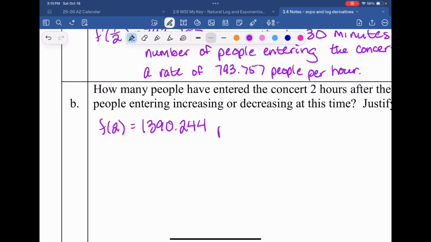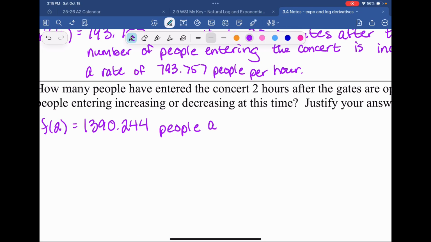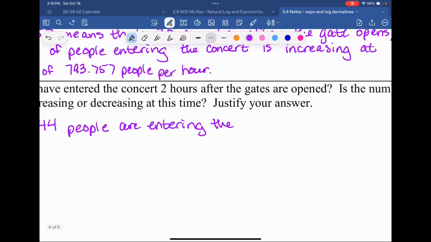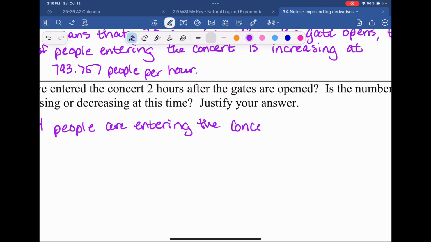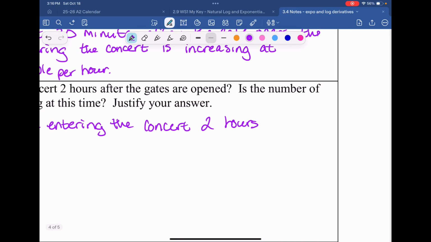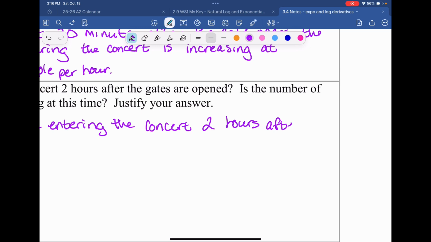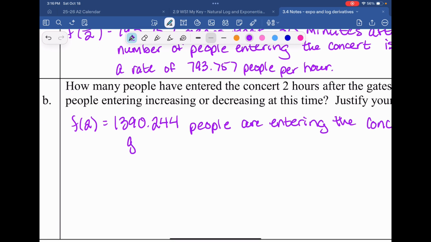Be specific here, word problem. People are entering the concert 2 hours after the gate has opened.